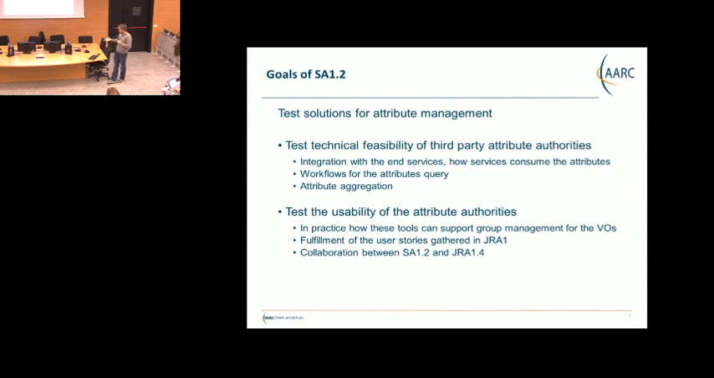Of course, this is something that needs to be done in collaboration with JRA1, with the user stories, with the requirements that we gathered so far. So this second part will probably need a stricter collaboration between JRA1 and 1.4, which is the attribute authority, and SE 1.2.